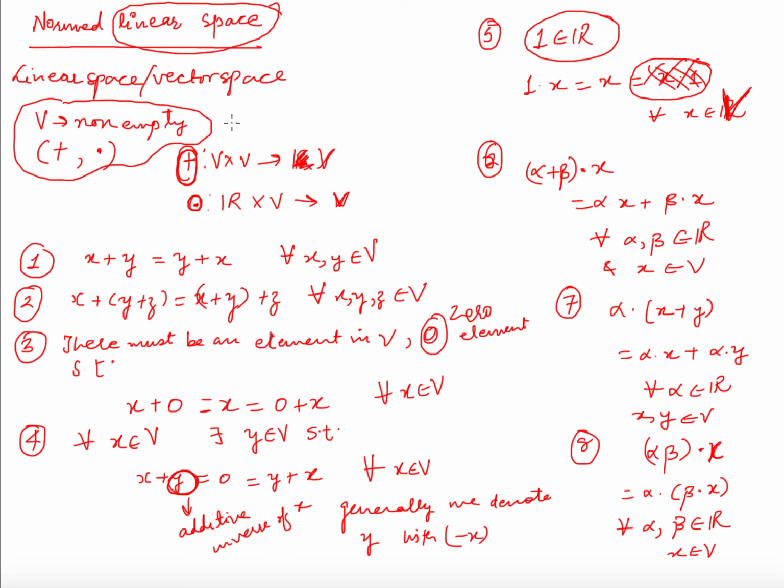So if you have a non-empty set V together with these two operations plus and dot which satisfy all these properties, then you say that this is a linear space.